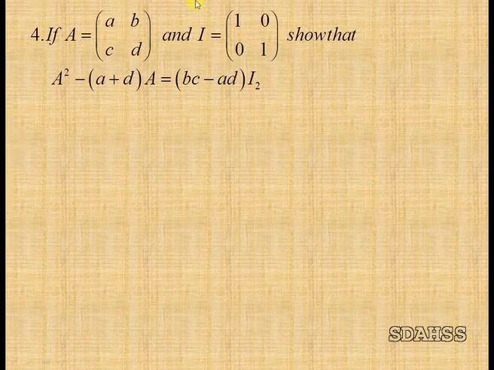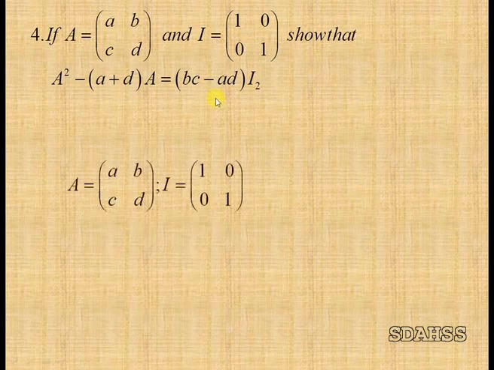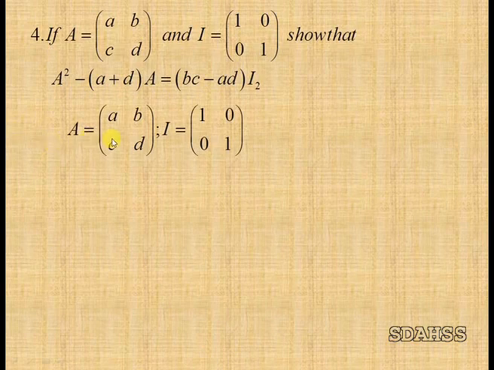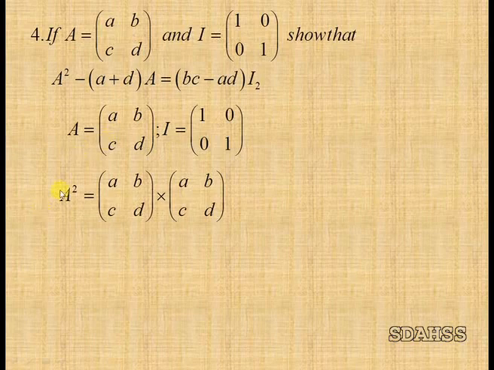Fourth sum: if A is equal to [[a, b],[c, d]] and I is equal to [[1, 0],[0, 1]], show that A squared minus (a plus d)A is equal to (bc minus ad) I2. A is equal to [[a, b],[c, d]], I is equal to [[1, 0],[0, 1]]. First you have to find A squared. A squared means A into A. Here A squared is [[a, b],[c, d]] into [[a, b],[c, d]].